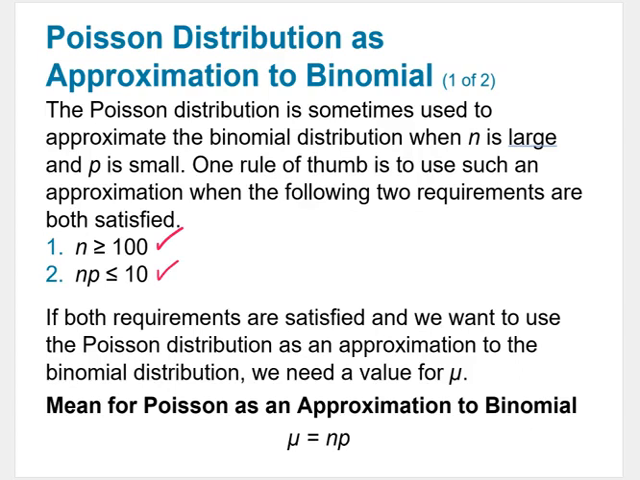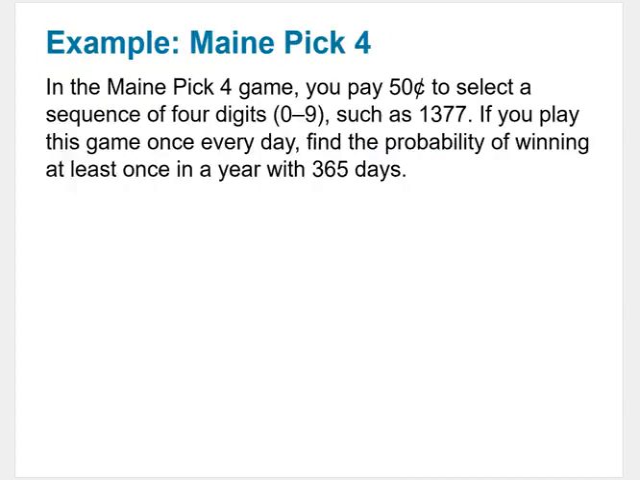So if you meet those two requirements, then you can use the Poisson to approximate your binomial, and then you can just use that to find your mu. You don't have to go through that big process that we did with the binomials. So let me show you an example.